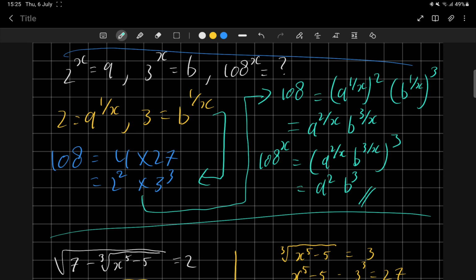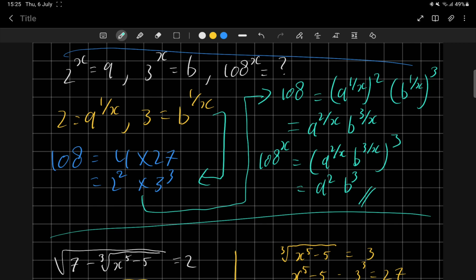Next, I want to change 108 into 2 to the power of something and 3 to the power of something, because I already know what 2 is and what 3 is. So I can use my head and do a little bit of calculation to remember that 108 is equal to 4 times 27. And 4 is just 2 squared, and 27 is just 3 cubed.